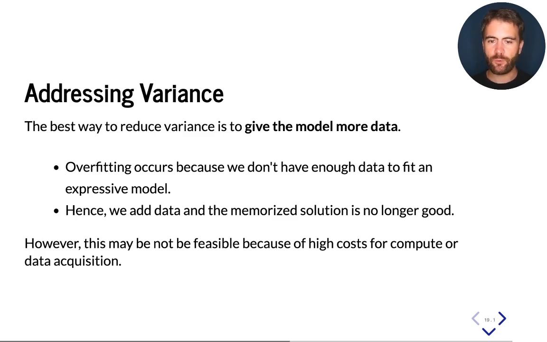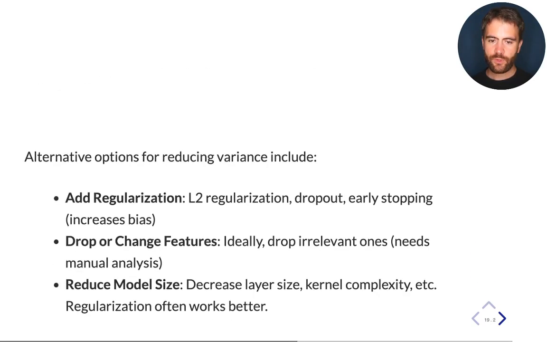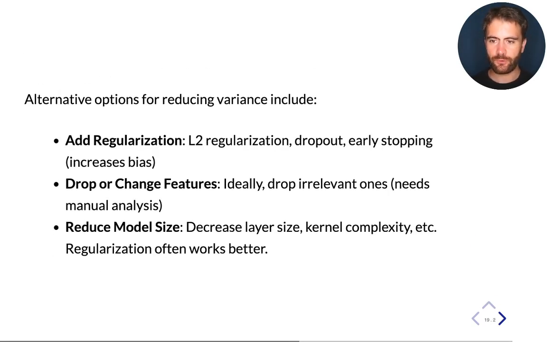This is the ideal way of addressing variance, but it is not always feasible because it may take a lot of time or effort to acquire this extra data, and even if we have this data, perhaps training our model on it will be too expensive. So there are several other solutions which are more easily applicable. And here are 3 examples.